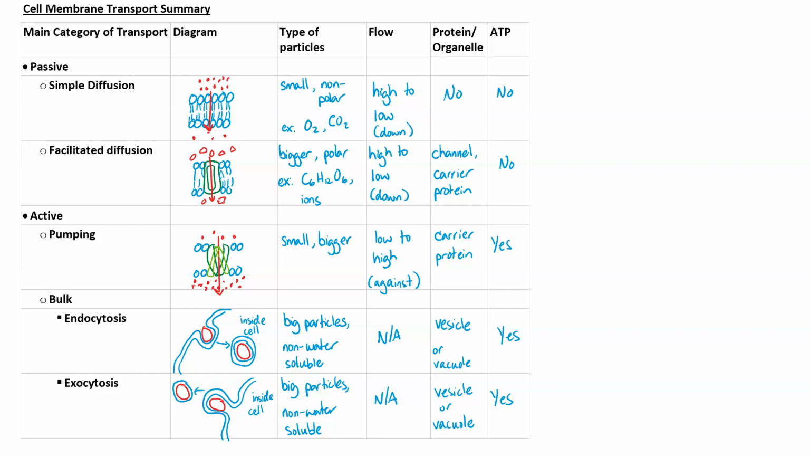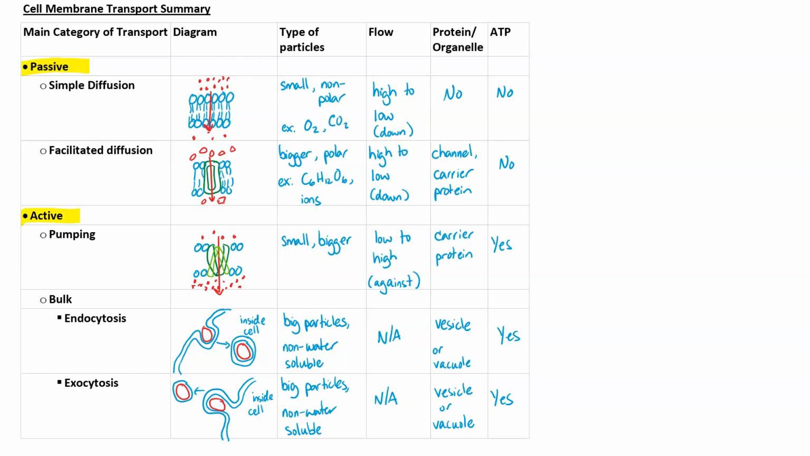So I just want to briefly go over this cell membrane transport summary chart that's in my notes. This really shows all the ways that material can move in and out of a cell. And there are two major categories of how particles or molecules move in and out of the cell. One major category is passive transport. The other major category is active transport.